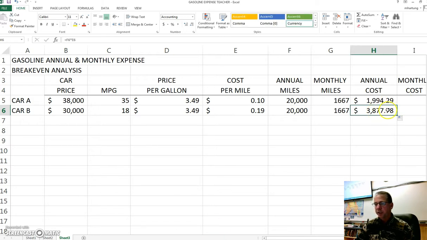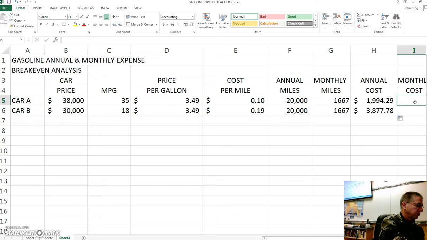You're just going to take the monthly miles times the cost per mile. Annual miles times cost per mile. Somebody confirm that I got that calculation correct right there? Yeah. Okay.